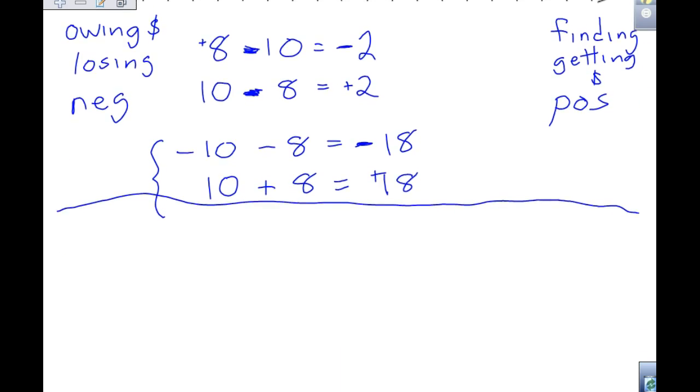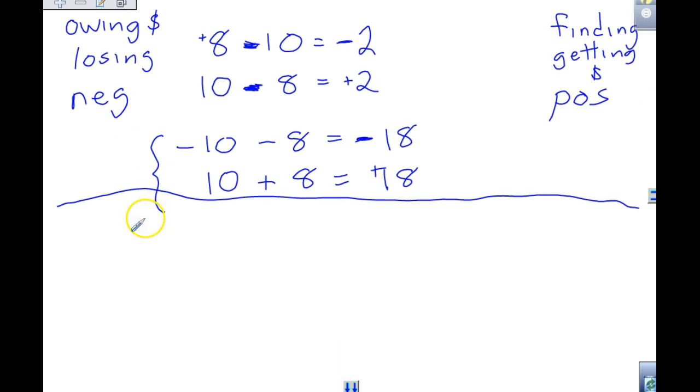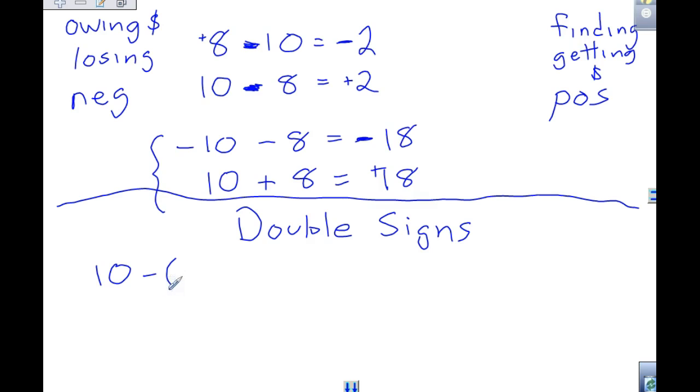So what you're going to see on the front of your homework is also things with double signs. So what do you do about double signs? Now we know what a positive does, now we know what a negative does, right? What happens if you have both? For instance, what happens if you have 10 minus a positive 2? And you have two signs. Oh, what does that mean? You owe and found $2 is a little weird.